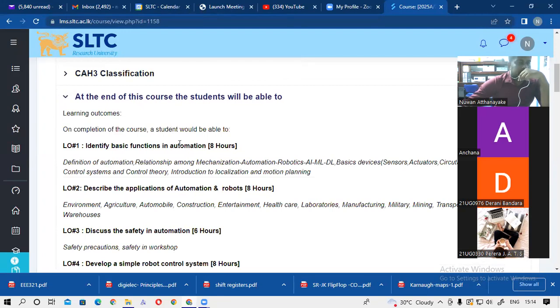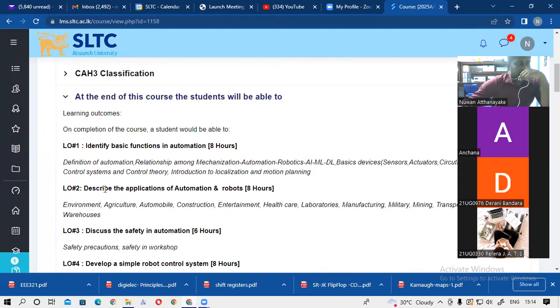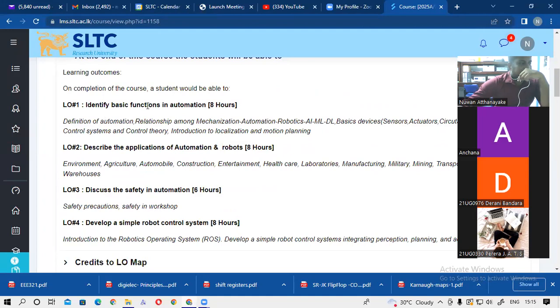So these are your learning outcomes, your syllabus. You have four learning outcomes, so we can say that you have four chapters. This is the first learning outcome: identify the basic function in automation. Here we try to learn what is automation, what are the other subjects related with automation, and how we can implement an automation system. Those things we hope to discuss in this learning outcome.